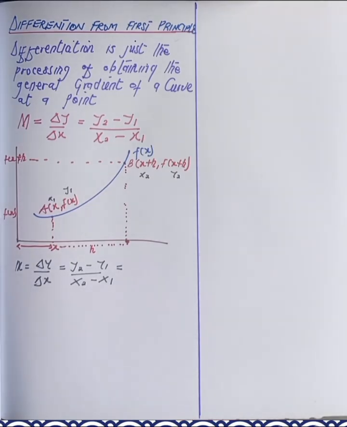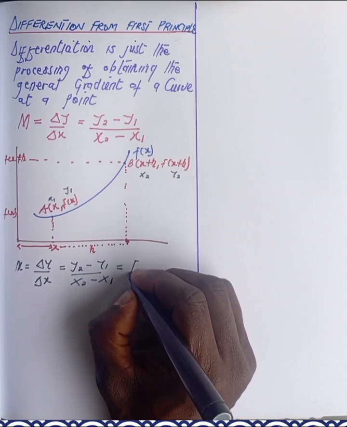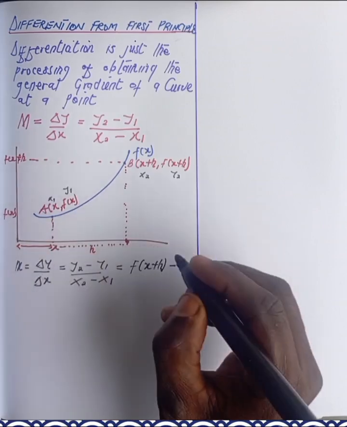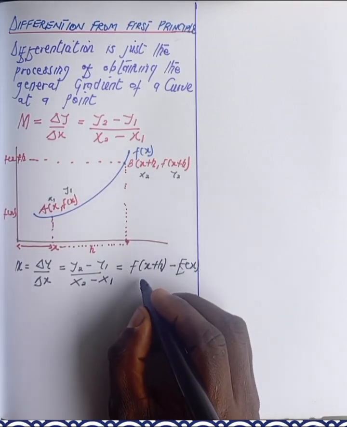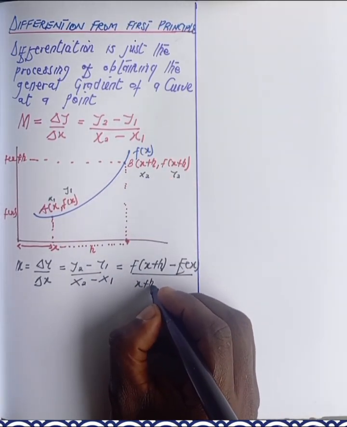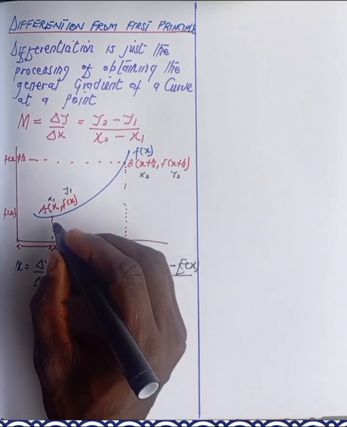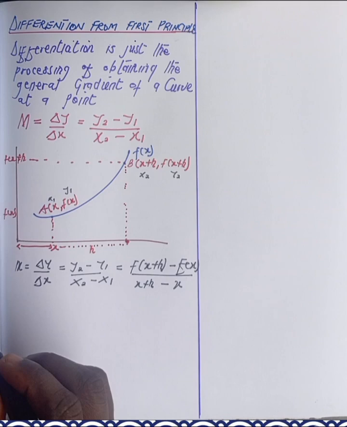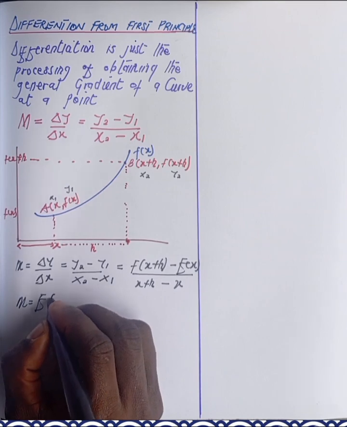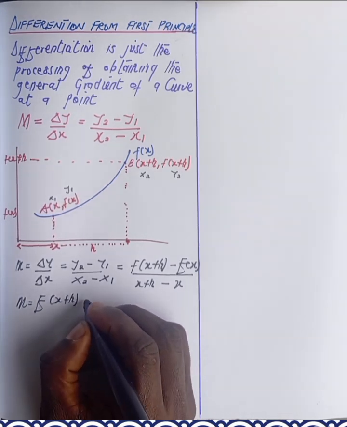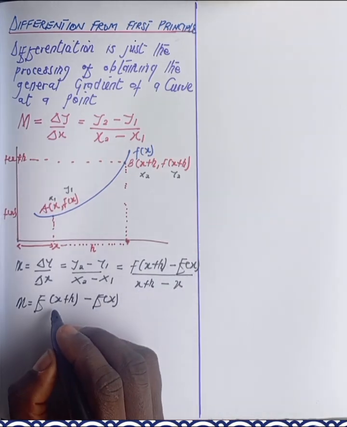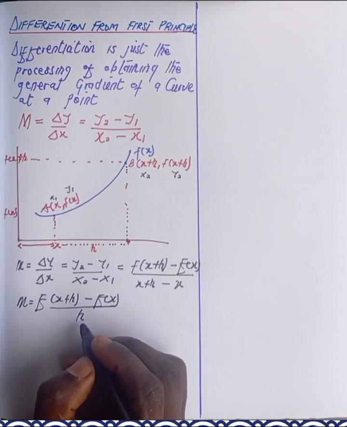So let's substitute it back. We have y2, which is f of x plus h, minus y1, which is what? f of x, all over x2, which is x plus h, minus x1. x1 is x. Now let's simplify and see what we are coming out with. So we have the function f of x plus h minus f of x. We can see that positive x and this will go away. So we'll be left with what? h.